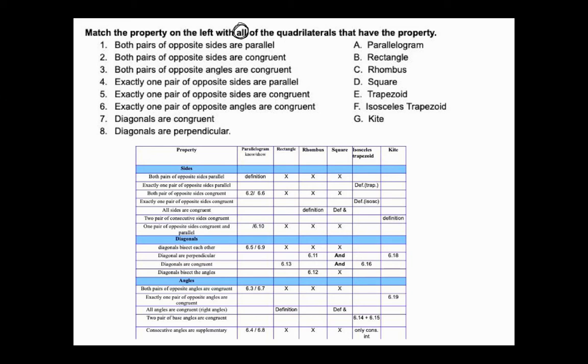So our first property is both pairs of opposite sides parallel. So we find that one in the chart. And we see that this is a property that has been identified for the parallelogram, the rectangle, the rhombus, and the square.